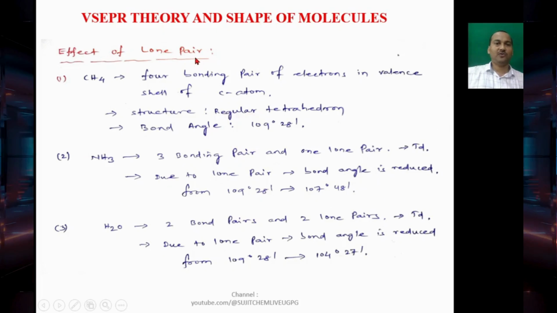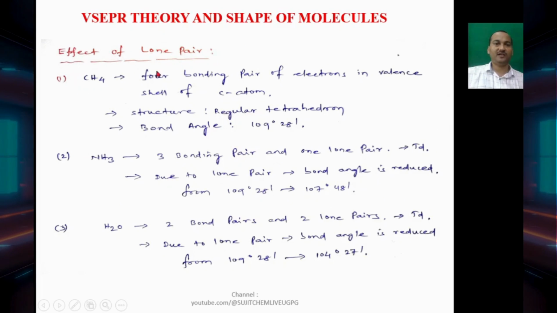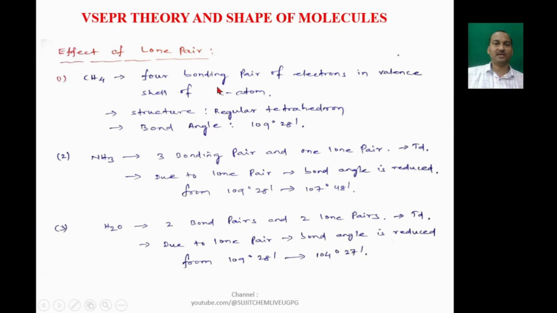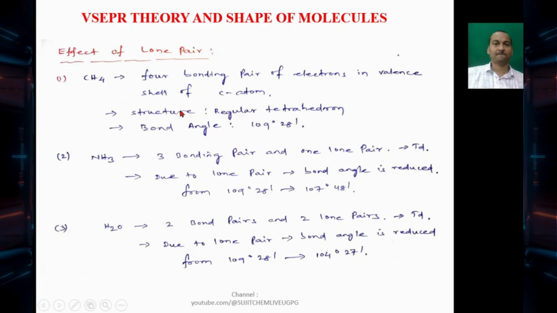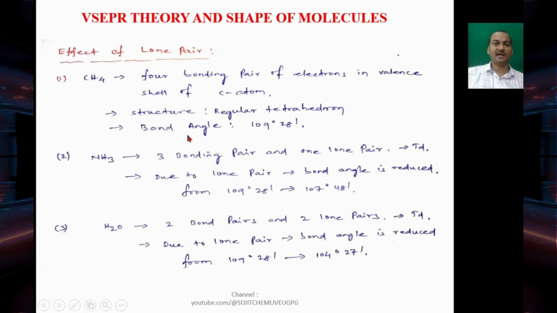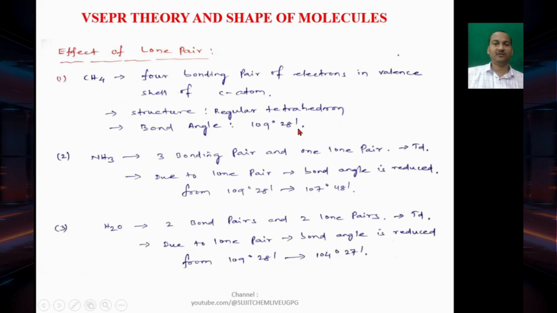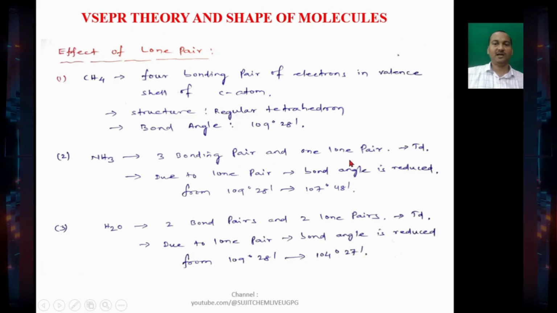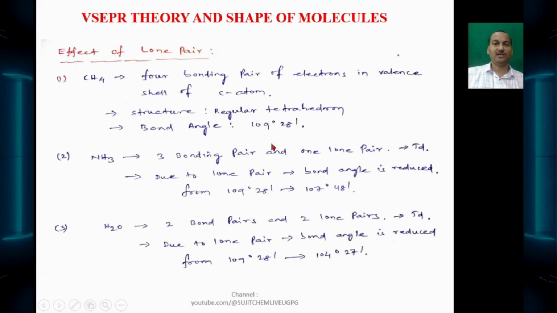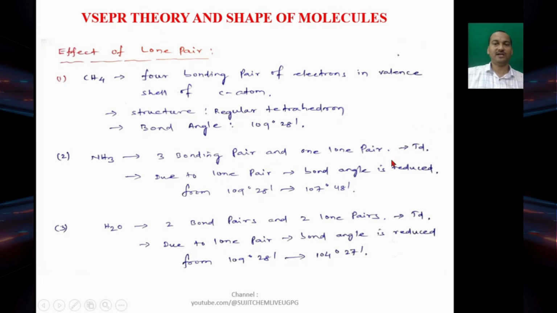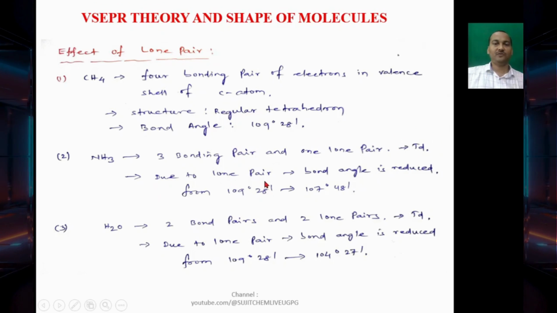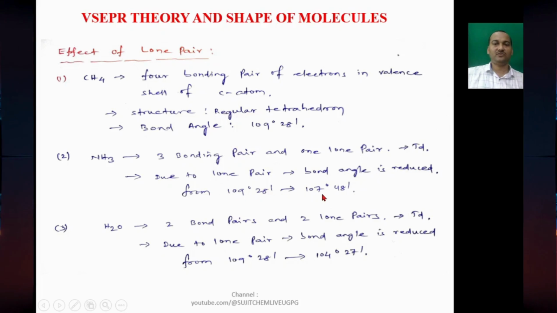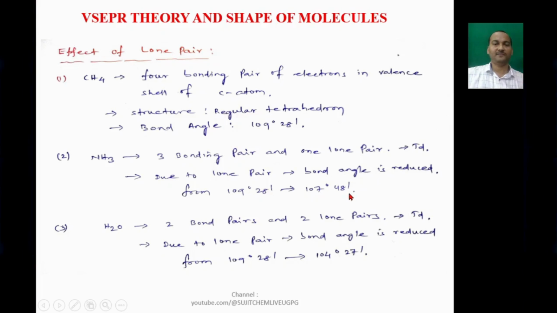Next is effect of lone pair. So let's talk about methane. We have 4 bonding pairs of electrons in valence shell of a carbon atom, the central atom. So the structure is regular tetrahedron, bond angle is 109 degrees 28 minutes. Similarly, in case of ammonia, 3 bond pairs and 1 lone pair. So 4 electron pairs means the structure would be tetrahedral. Due to lone pair, the bond angle is reduced from 109.28 minutes to 107.48.